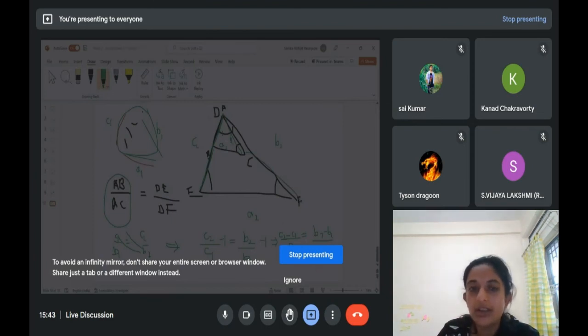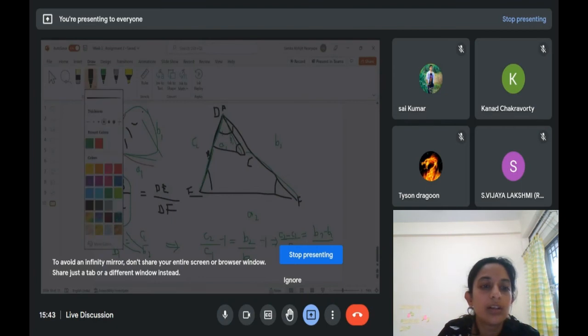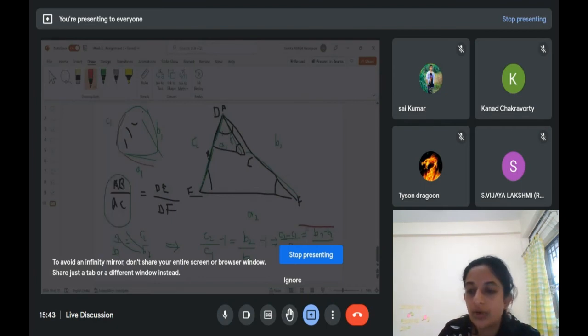So what is this ratio? This ratio that I'm talking about is of this length C1 by this length C2 is equal to this length B1 upon this length, which is B2 minus B1.